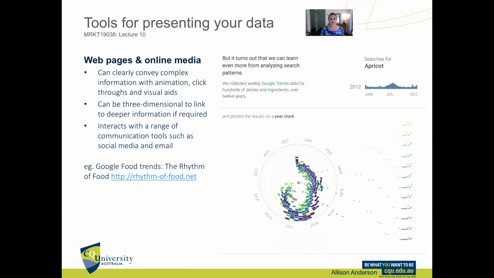Okay, so it can be three-dimensional to link to deeper information if required. So there's quite a lot of ways that you can use that. You can put it on your website and it's quite interactive. I'm not 100% sure what tools people have available for that, but have a look at the Rhythm of Food one just as an example of what they do, because it's cool.